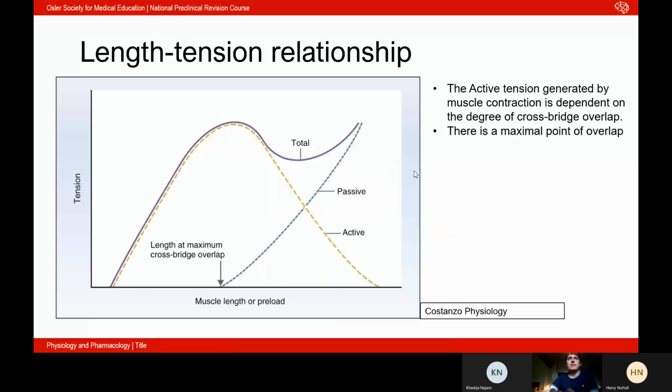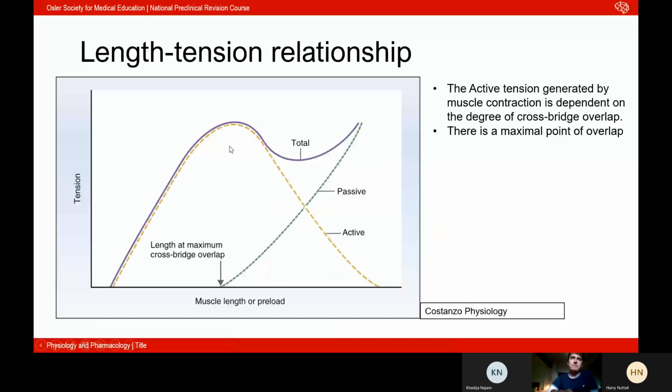Another implication of these processes is this length tension relationship, which refers to the maximum tension a muscle can generate at a particular length. And we have to consider both the active and passive tension. So the passive is just the intrinsic property of the muscle. If you stretch anything, it's going to have a passive tension, but the active tension is to do with the myosin-actin interaction. But a lot of textbooks don't consider the effect of the passive tension on the total tension generated, so that's an important point.